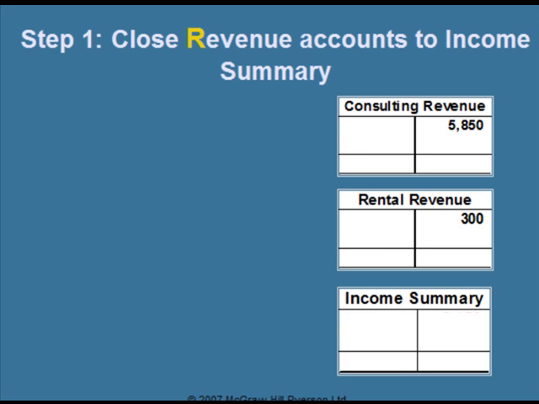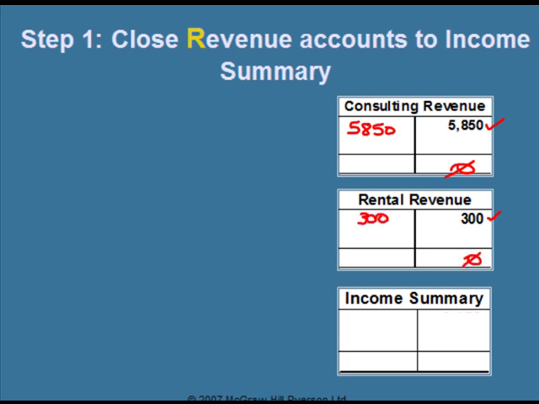When we close these accounts out to zero, we need to do the opposite of what's in the account already. So right now it has a credit balance. In order to make it zero, we have to debit this account for the exact same amount. So when we add the debits and credits together, we get a zero balance. We're going to do exactly the same thing to the rental revenue account. Right now it has a $300 credit balance. We're going to debit the account for $300 to make it zero.